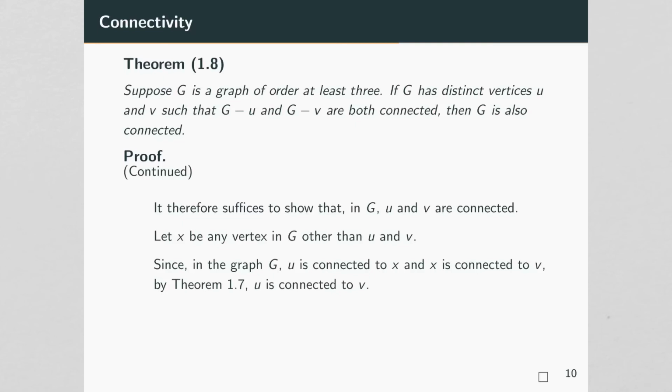So there's where our theorem 1.7 came into play. All right, so that is the end of the proof because we've proved that every pair of vertices is connected. This is a little bit different presentation than in the book, but hopefully you can see that all of the ideas are the same.